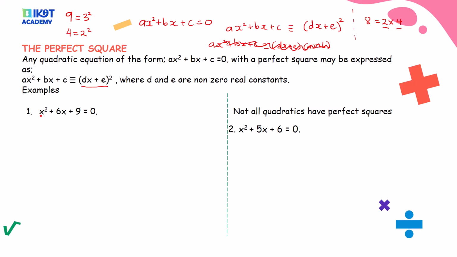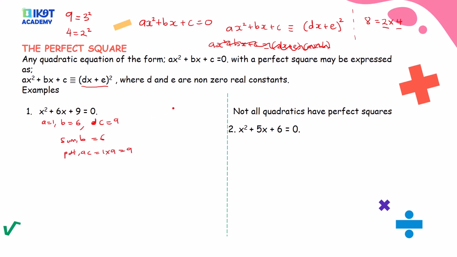Okay, now let's look at an example. So we have this equation. Now I'm going to use the factorization method. So what is A? A is 1, B is 6, and C is 9. So we said we have to find the sum, B. The sum is 6. Then the product, AC, is 1 times 9, which is equal to 9.